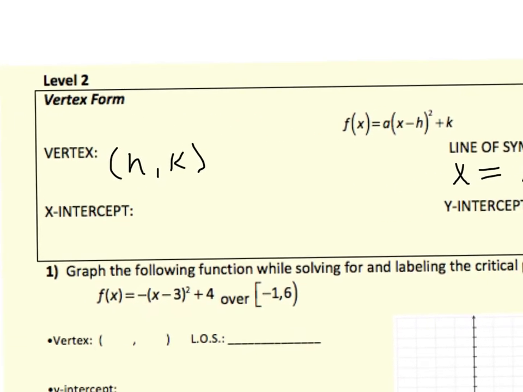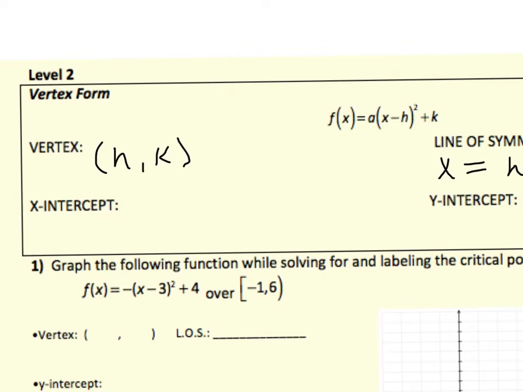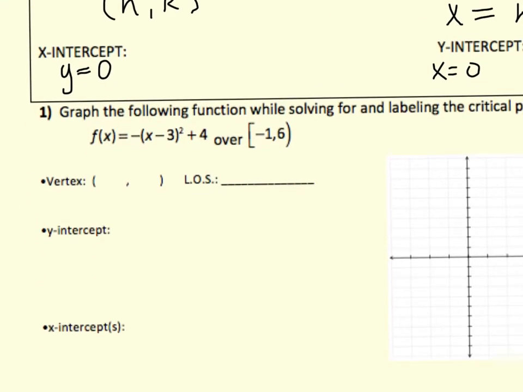Now the x and the y-intercepts are very similar to a linear graph. The x-intercepts is where we want to put in y equals 0 and solve for x. And then the y-intercept is where x equals 0, and we would solve for y then. So let's take a look at an example down here.